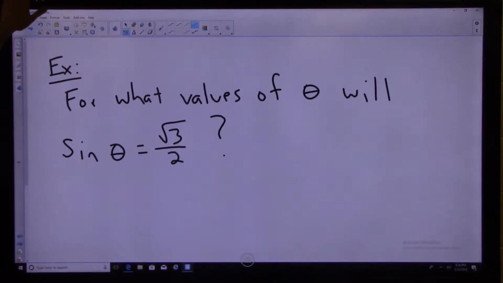Now, this is another thing to think about. Let's look at this example. For what values of theta will sine of theta equal the square root of 3 over 2? So this has something to do with inverses. I'm going to try to lead you to understanding what inverse sine is. So here we go. For what values of theta will sine of theta equal the square root of 3 over 2? Okay, so this is the question.